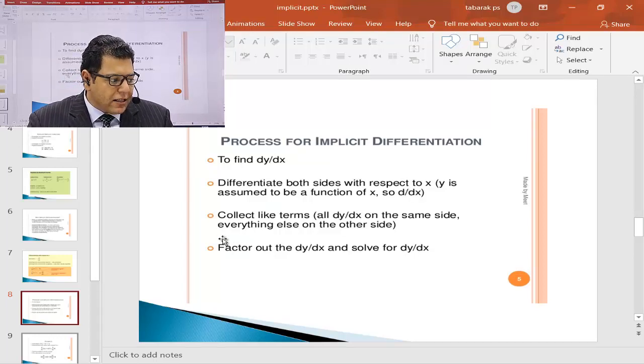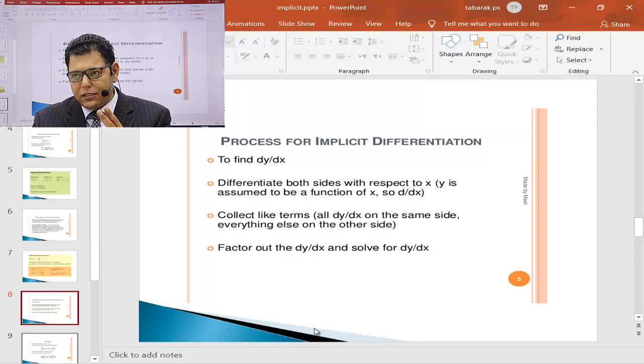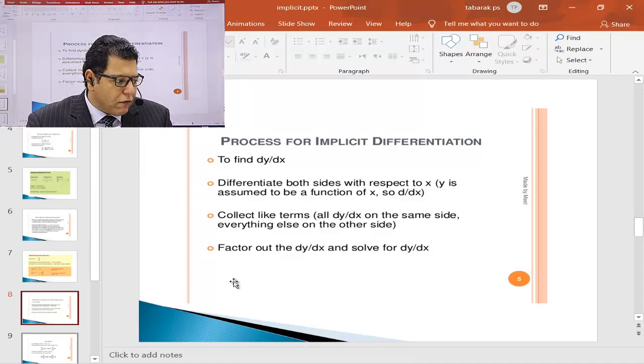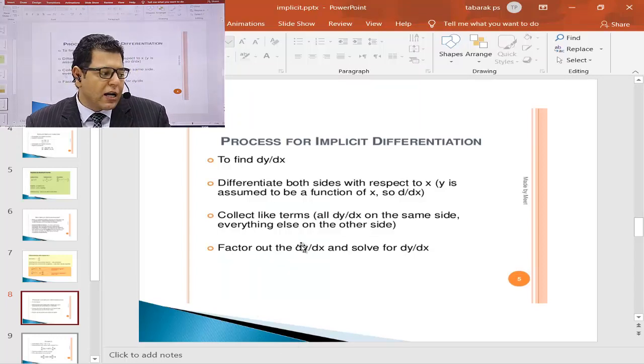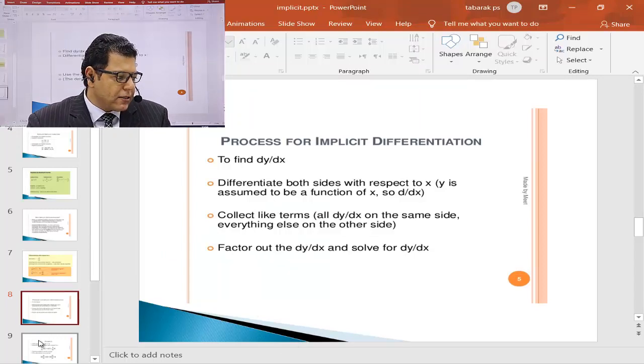Second step, collect like terms: all dy over dx on the same side and everything else on the other side. So I have two steps till now. The third one, factor out the dy over dx and solve for dy with respect to dx.